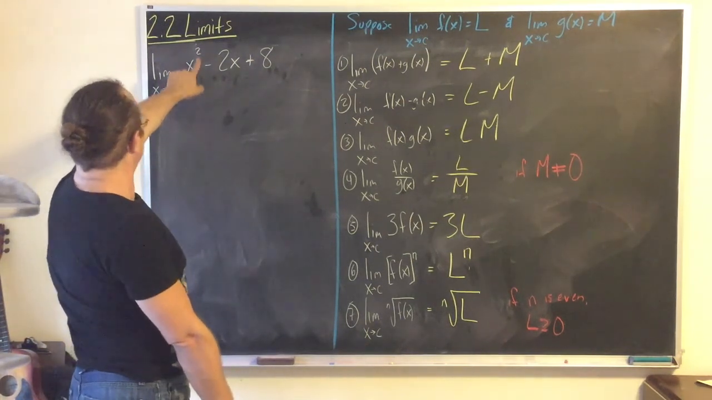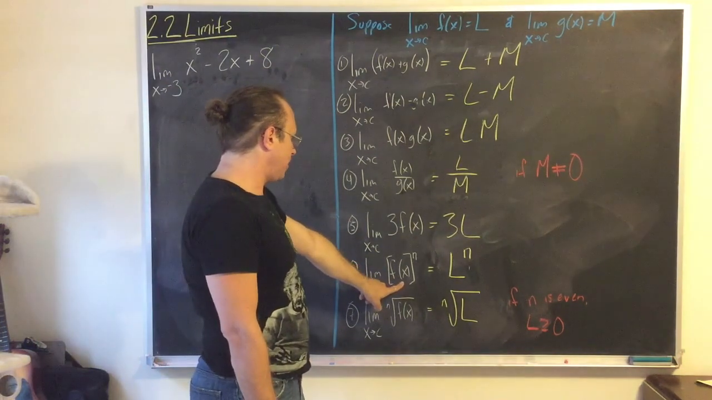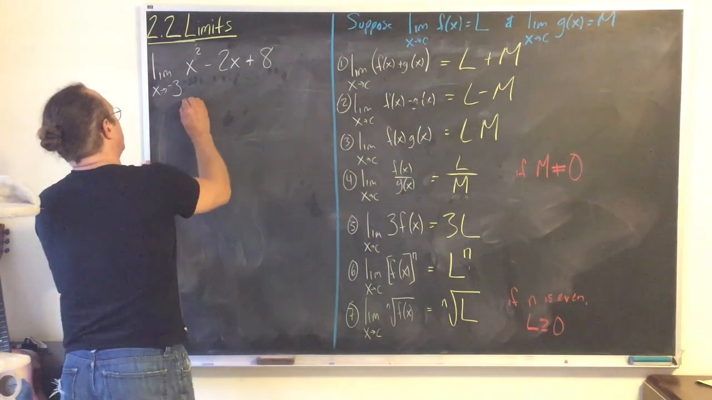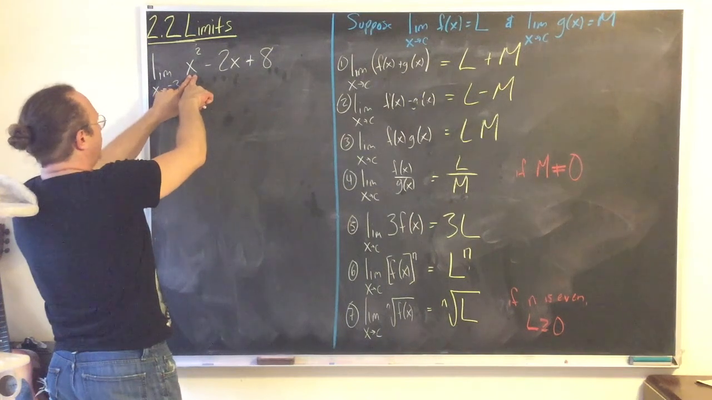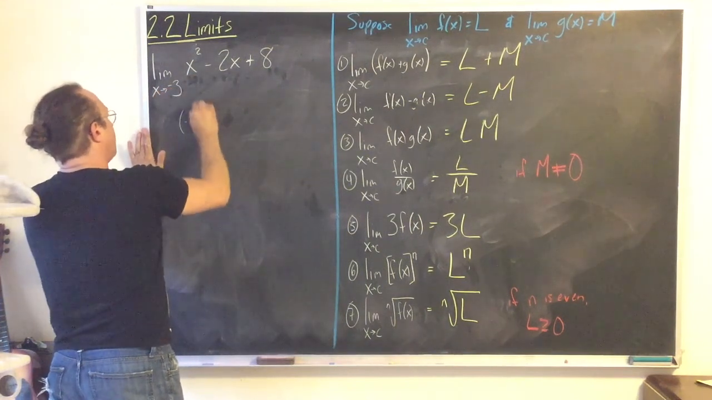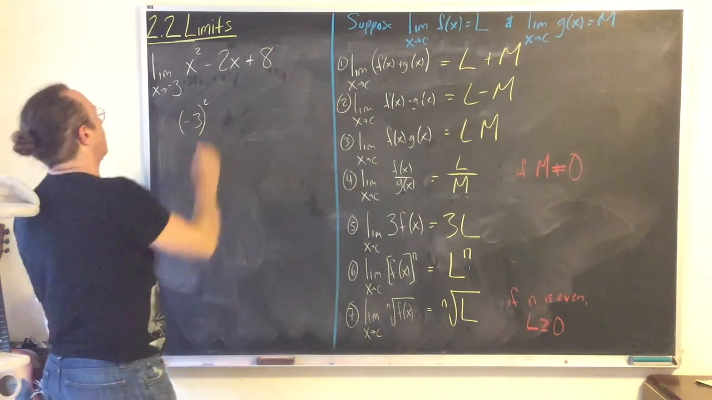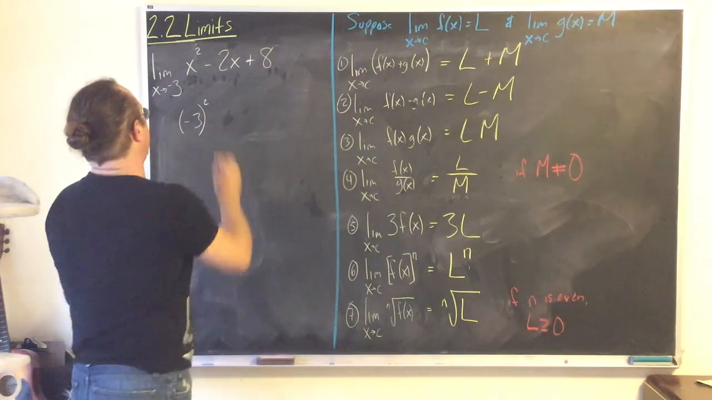The first one is x squared. So we can take our function x and we're going to square it. So that's just going to be what happens to x as we get close to -3. That gets close to -3 and we square it. All right, so I just took the x and I squared it, okay, minus.